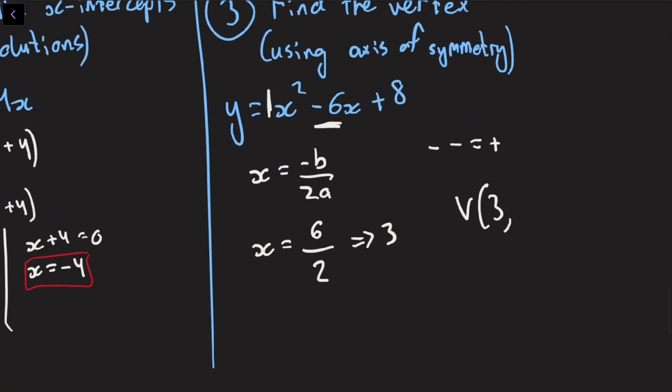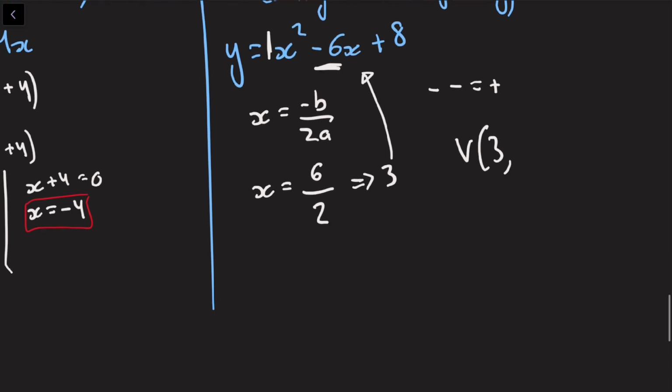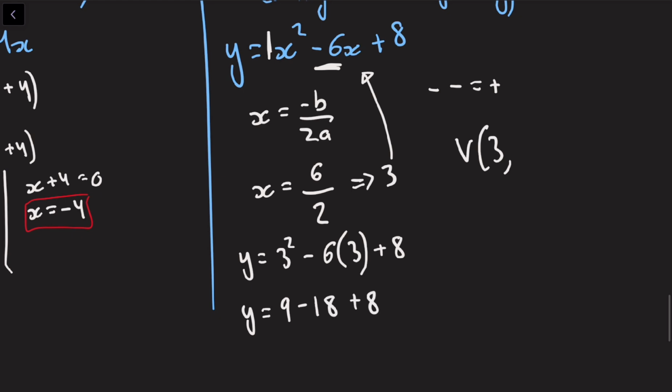Now if we plug in this value of x into the original function, we can get the y value of the vertex as well, or the y coordinate. So y equals 3 squared minus 6 times 3 plus 8. Now we know that y equals 9 minus 18 plus 8, and 9 minus 18 gives us -9. -9 plus 8 gives us -1. So y equals -1. We plug that in to the vertex, and we get 3, -1 as our answer.